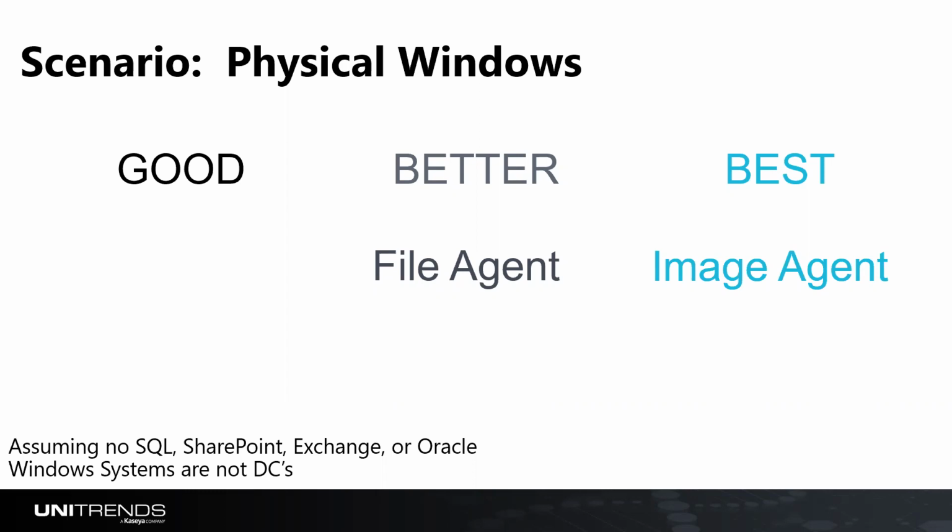The image agent also supports this and gives us the ability to recover into dissimilar hardware, but it also does things just a little bit more efficiently. It makes it easier if we needed to spin up in the cloud, and it also makes it easier and faster to spin up on the appliance. With the image agent on a physical server, we have a lot of the flexibility that we have when we back up our VMs by using the image agent.